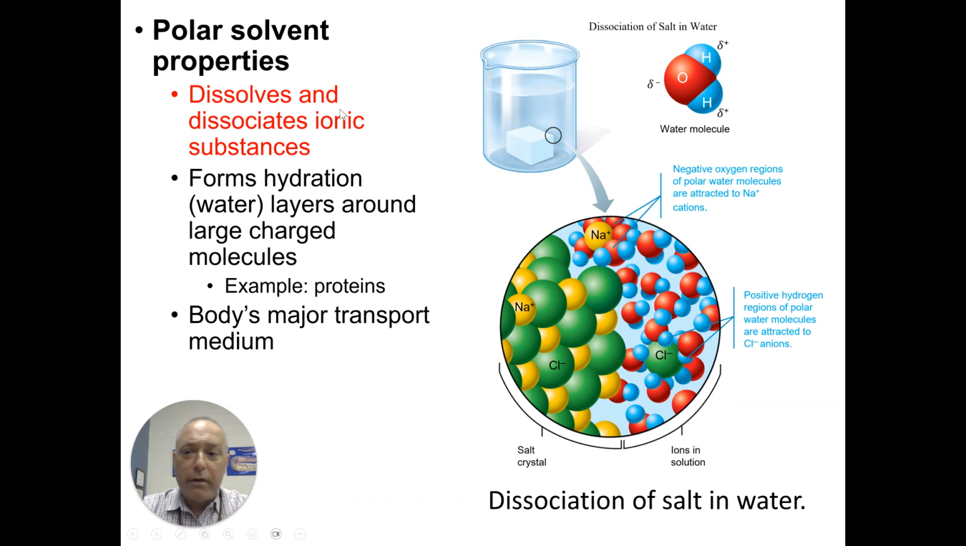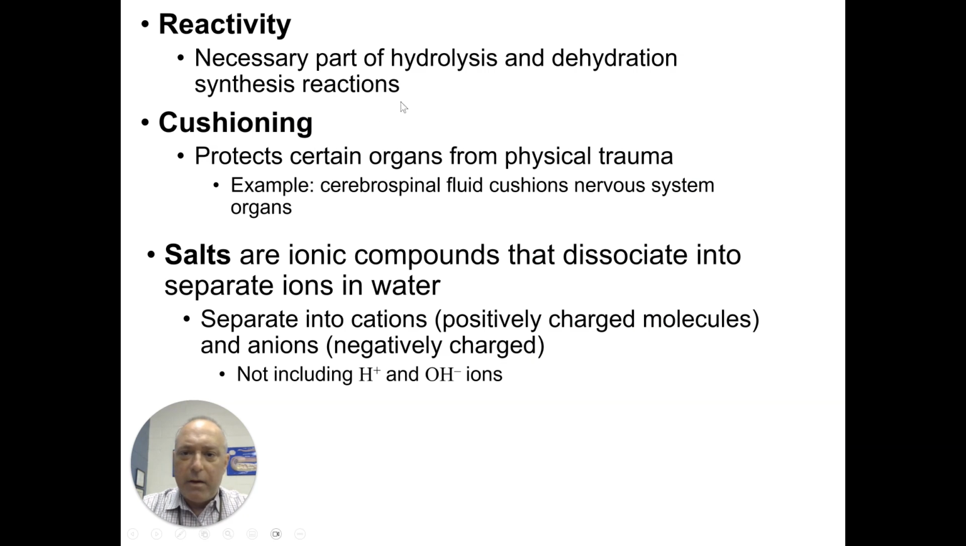Polar solvents, we talked a little bit about water, how it's polar. These form hydration shells around different salts because of the charges. Water's got its partial negative charge, so you can see the partial negative oxygens are bonding with this sodium, which is missing an electron, and so it definitely wants to gain that electron. So dissociation of salt in water involves hydration shells, or water surrounding the salt. Okay, reactivity is necessary for synthesis reactions.